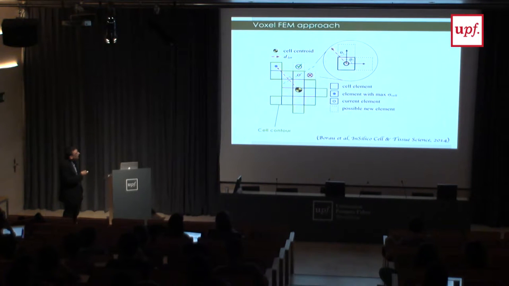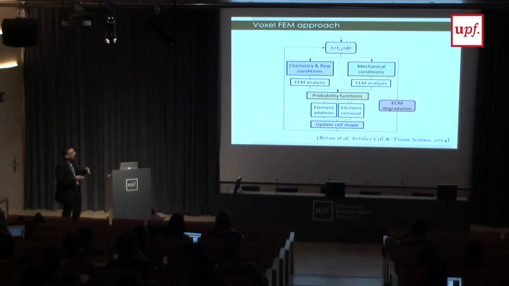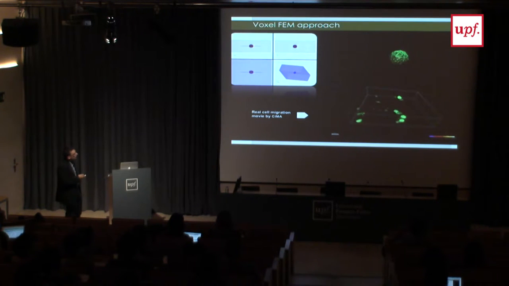For example, if we have this part of the cell, this is the part where we have the maximum stresses. So there are different possibilities, for example, for this vessel. And given that this vessel is closer to the maximum direction of stress, this vessel has more probability to appear. The model is a simple idea, and with this idea, of course, we couple chemistry, flow condition, and mechanical condition, and we establish the probability, and we add elements and remove elements. I'm sorry, because these two simulations didn't work, but the next one is working.